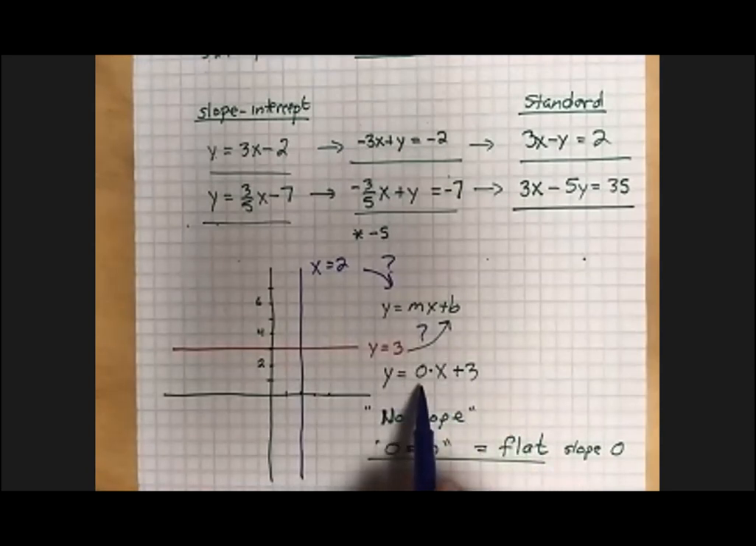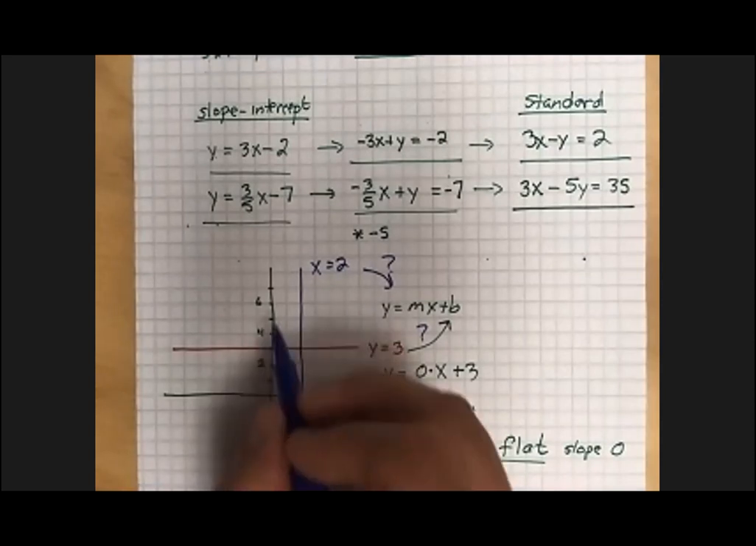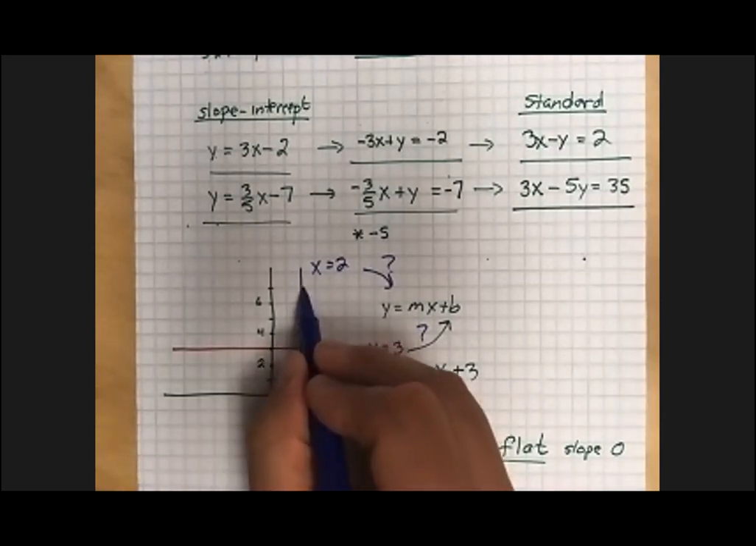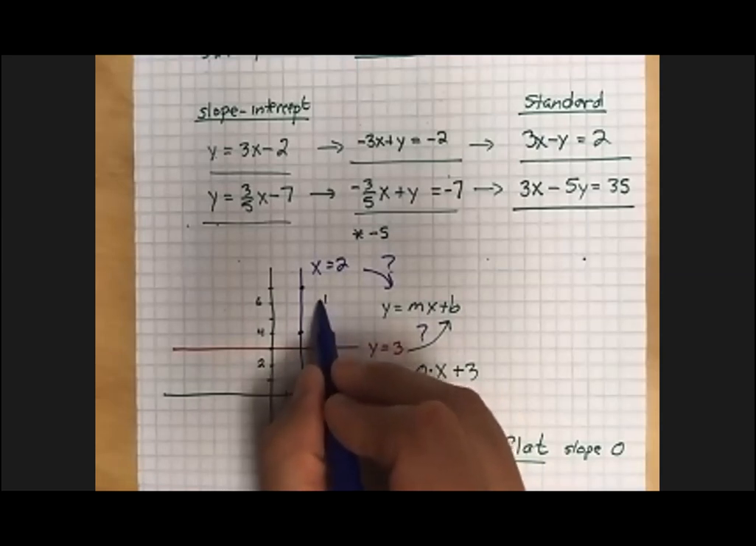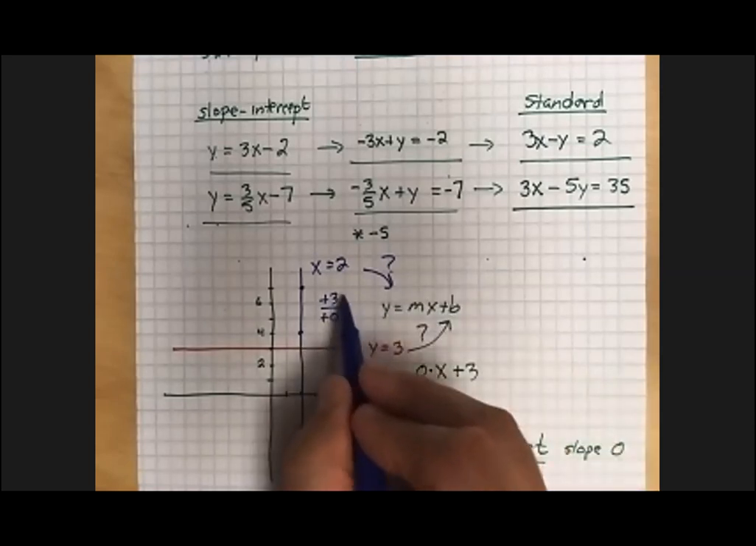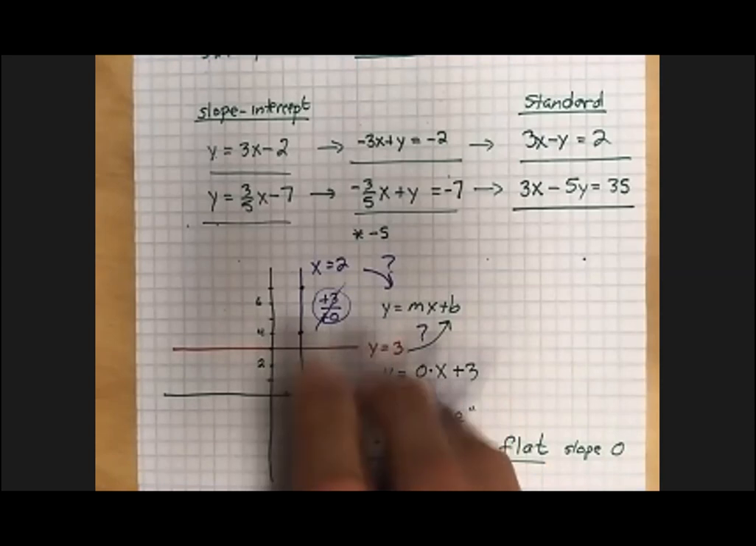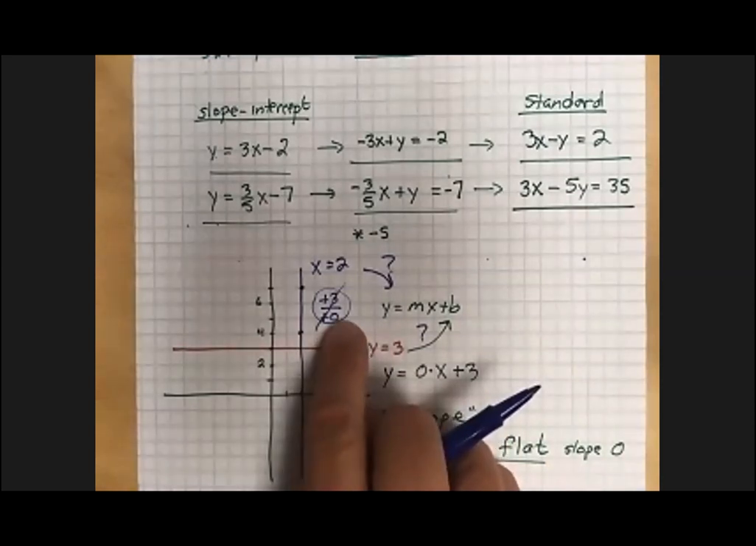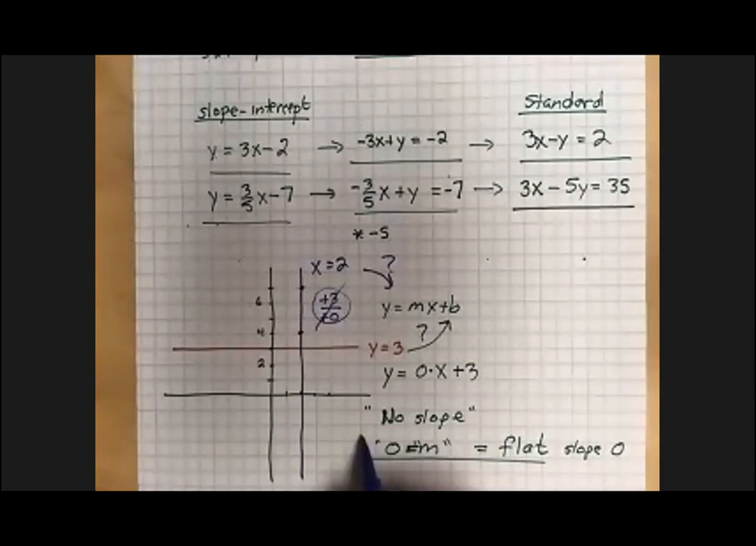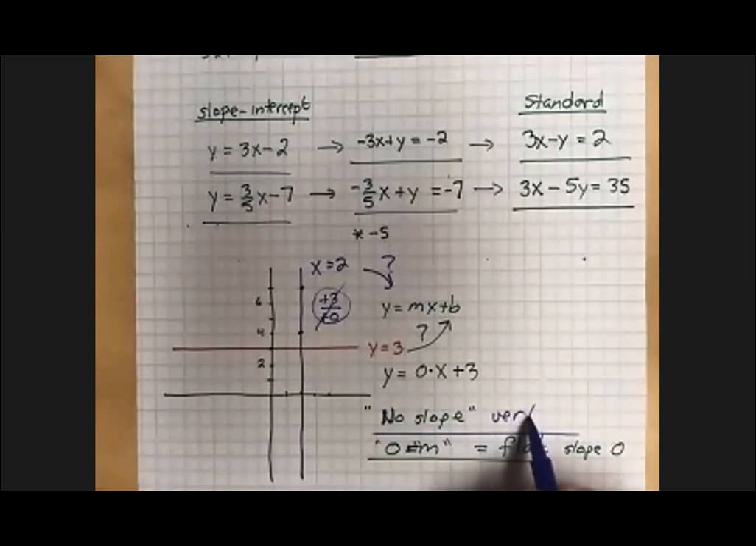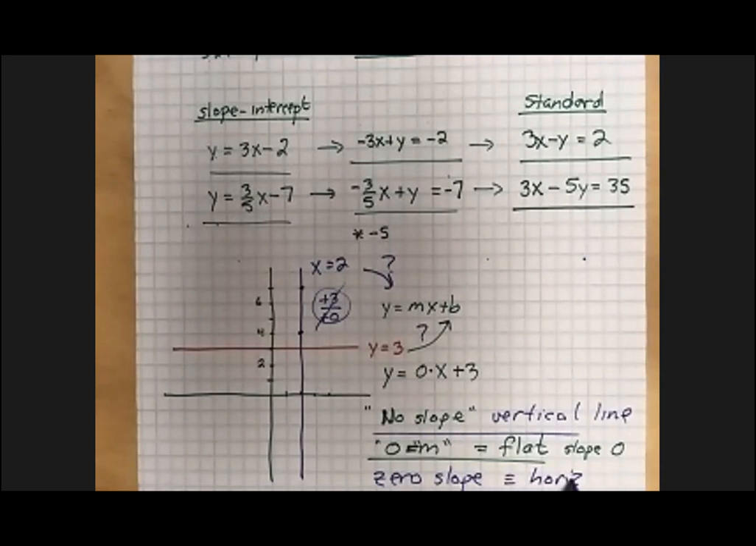I can't even pretend it has 0 slope, because what's the slopeness here? I go up 3 and I go right 0. And there's no such number. I can't say slope is 3 over 0. I can't divide by 0. So this is very particular in lines. When you say no slope in a line, you mean you're talking about a vertical line. And when you say 0 slope in a line, you mean you're talking about a horizontal line.